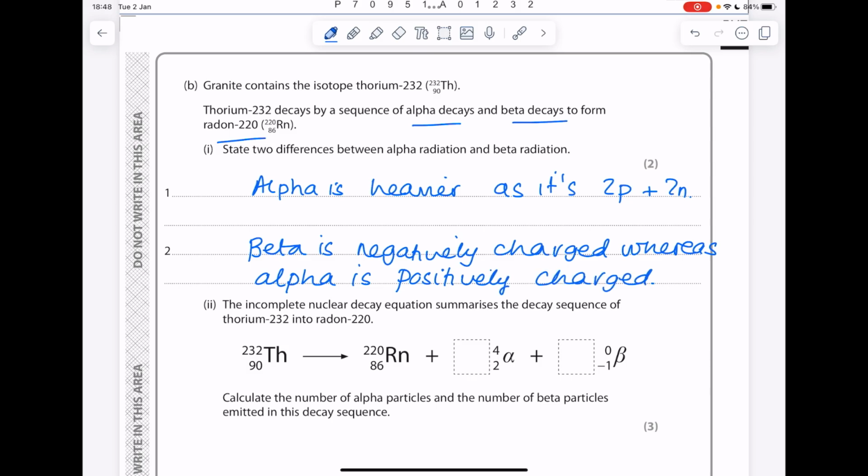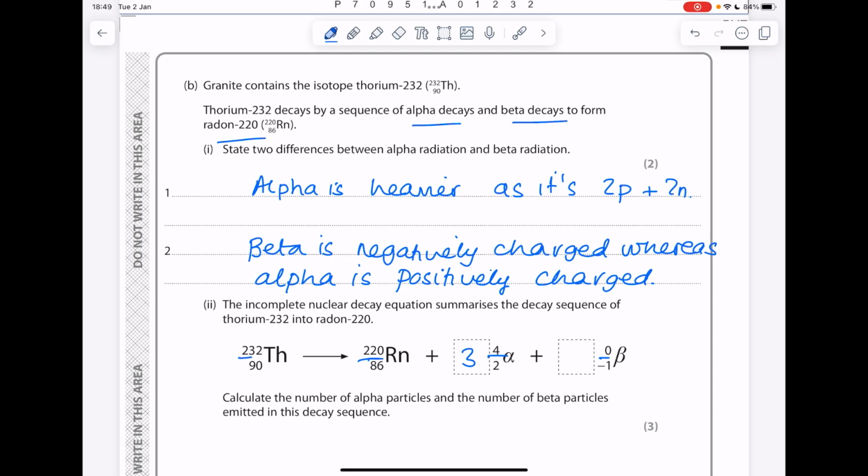The incomplete nuclear decay equation summarizes the decay sequence of thorium into radon. Calculate the number of alpha and beta particles. So whatever is on this side must add up to on this side. So we need to get from 220 to 232, bearing in mind that beta has no mass, and we know that alpha has a mass of 4. So to get from 220 to 232, we need to multiply that by 3, so we need 3 alpha.